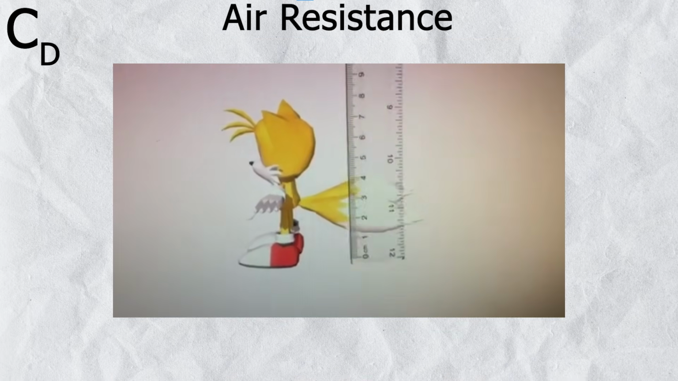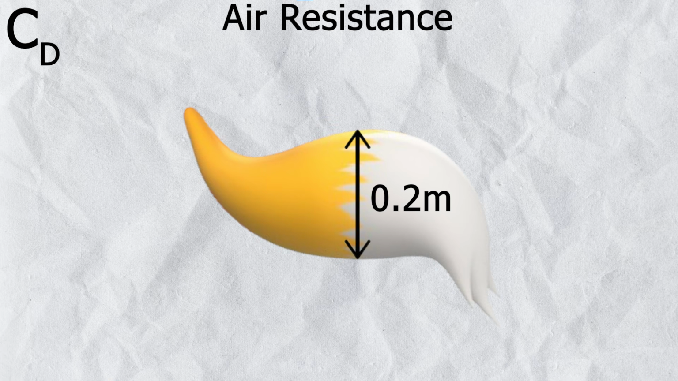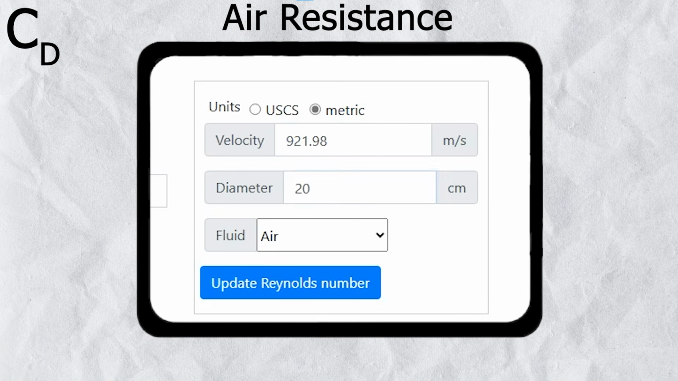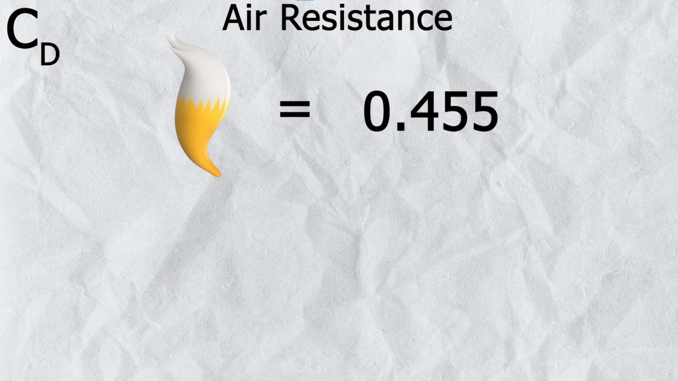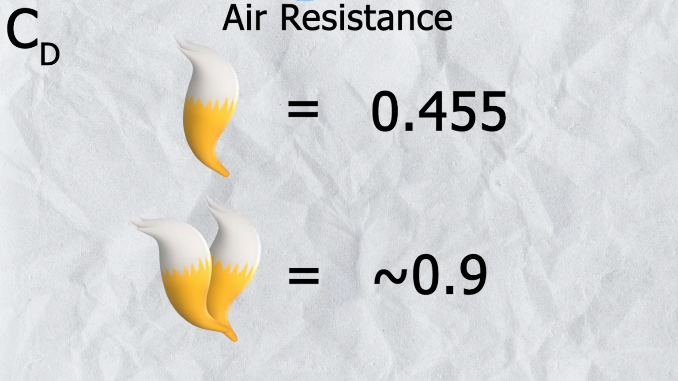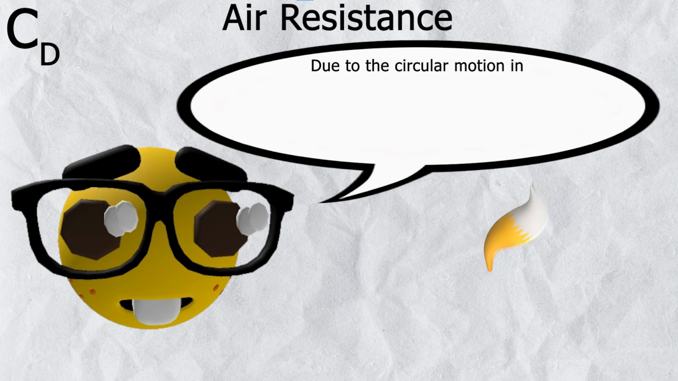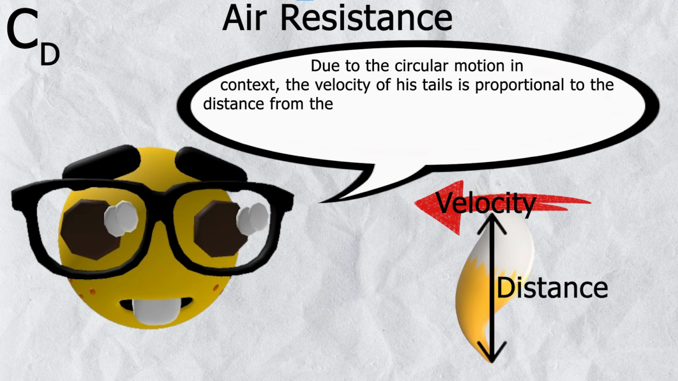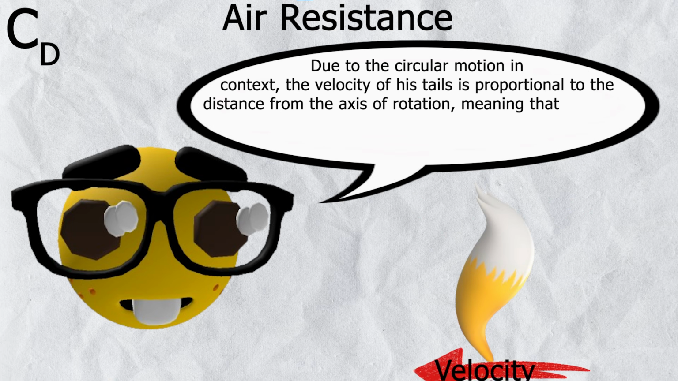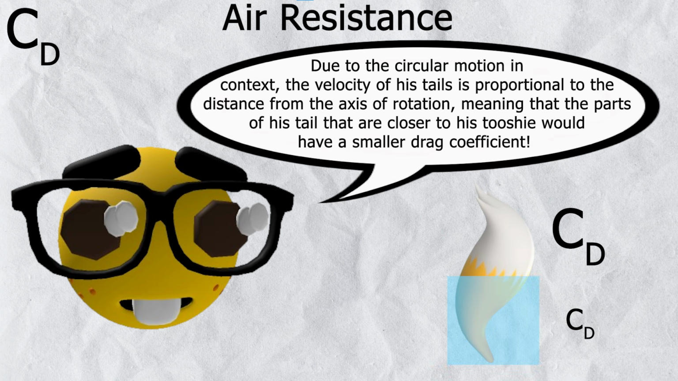Using my complex and elaborate technique, I found that each tail has a diameter of about 0.2 meters or 20 centimeters. Putting this value into the calculator gives us a drag coefficient of 0.455 for each tail, or about 0.9 in total. Some of you smart cookies might be thinking, hey, due to the circular motion in context, the velocity of his tails is proportional to the distance from the axis of rotation, meaning that the parts of his tail that are closer to his tushy would have a smaller drag coefficient.